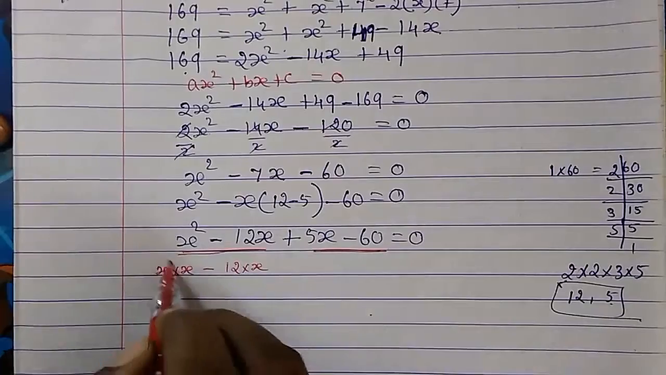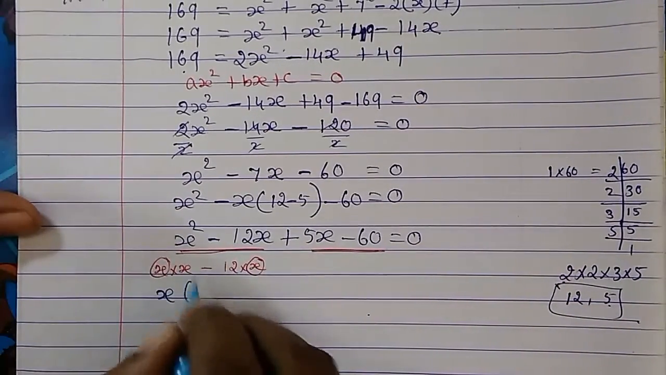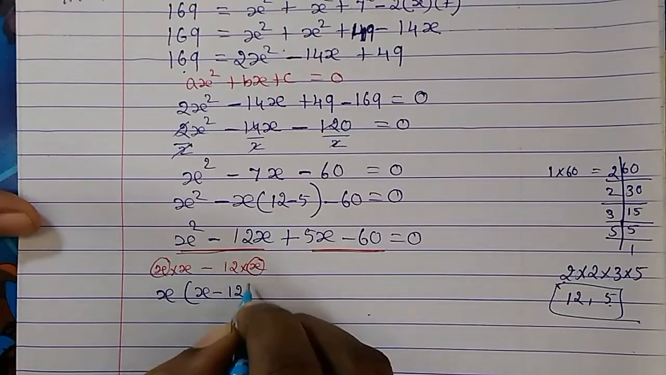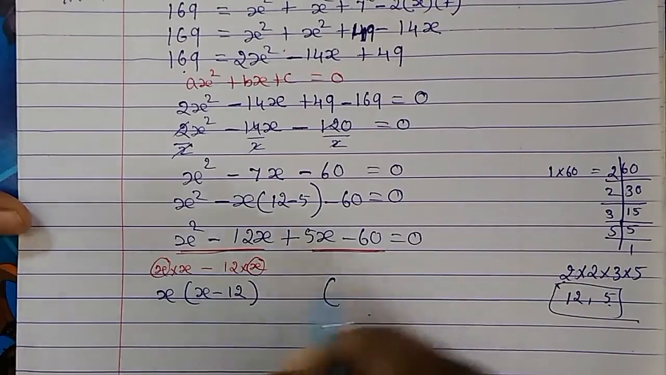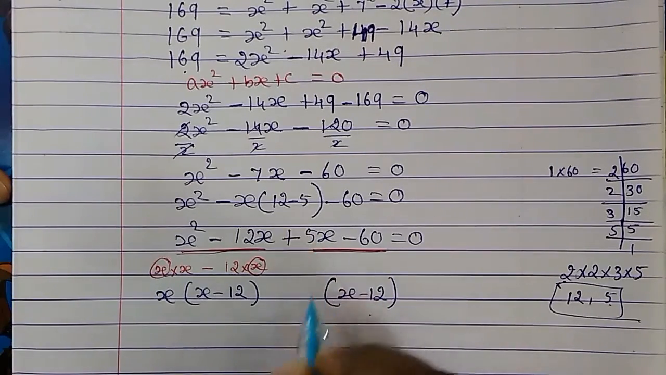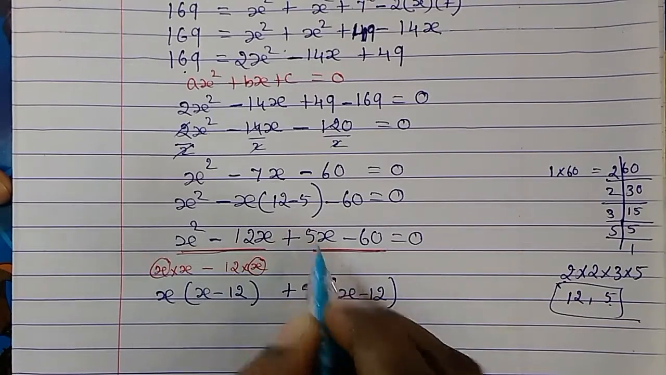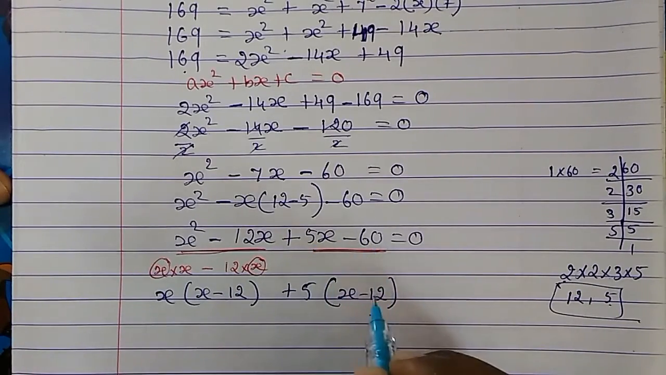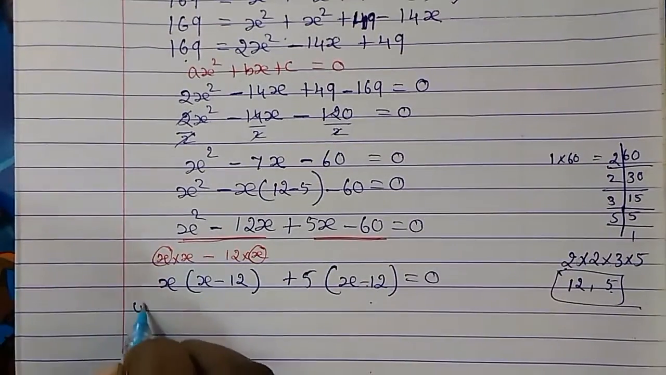So now what is common? x is common from both. So let's write the x here, and what is left we'll write in the bracket. Same as what is in the bracket, we'll write down first. Now what number to write so that we get this? So plus 5, if we write down and multiply, 5 into 12 will give us 60, and plus into minus will be minus. So this is correct.